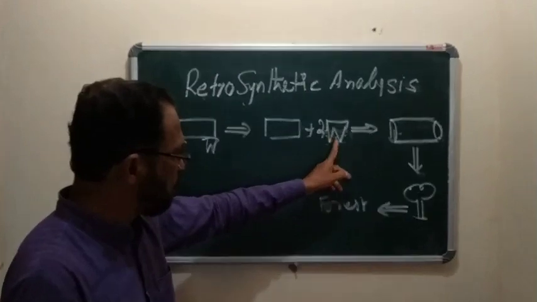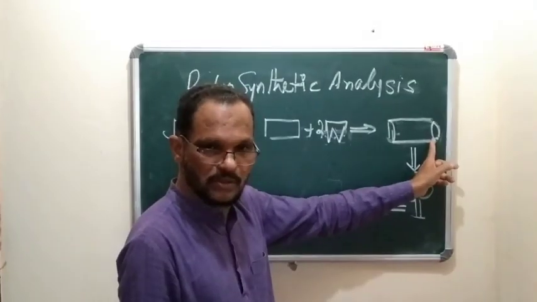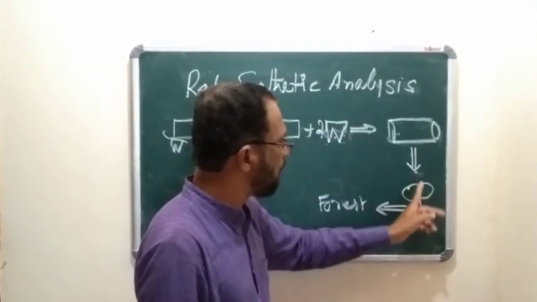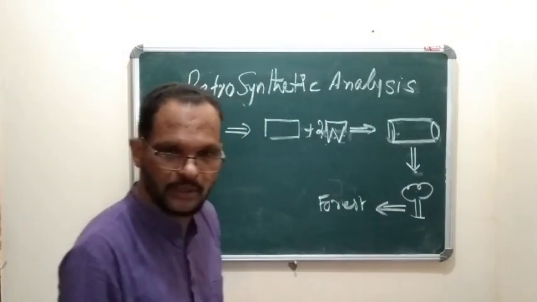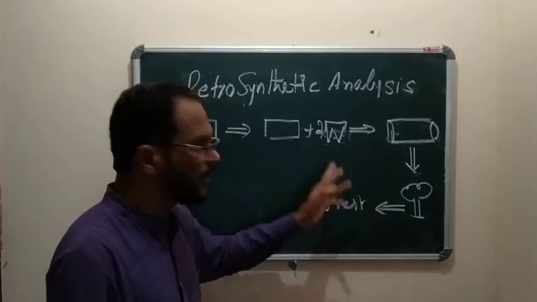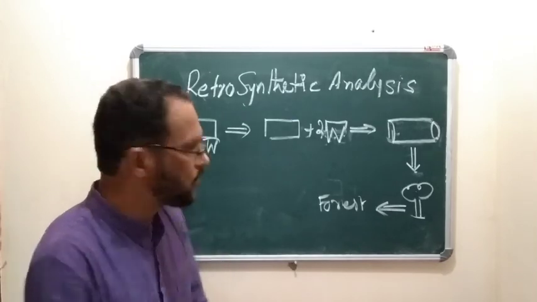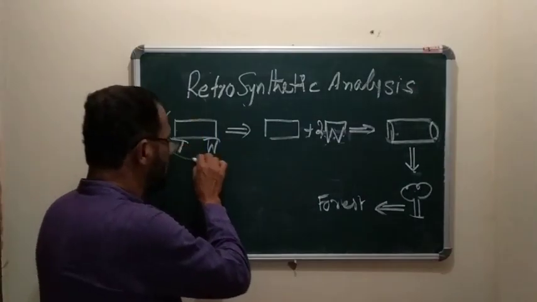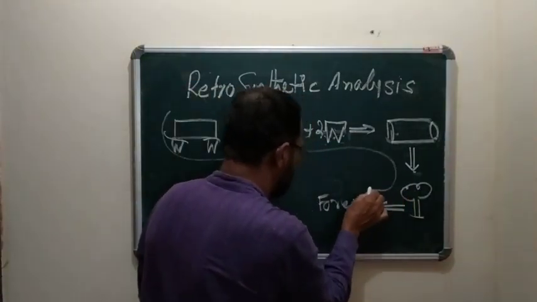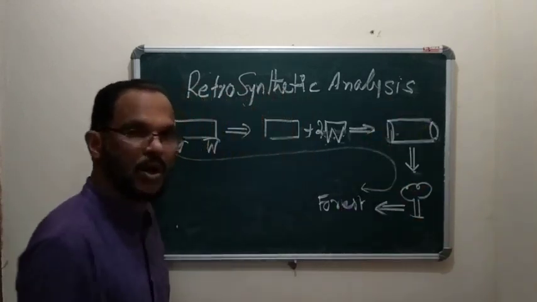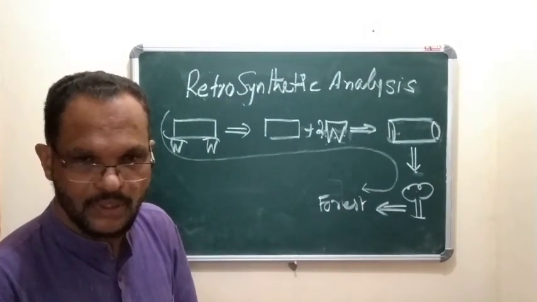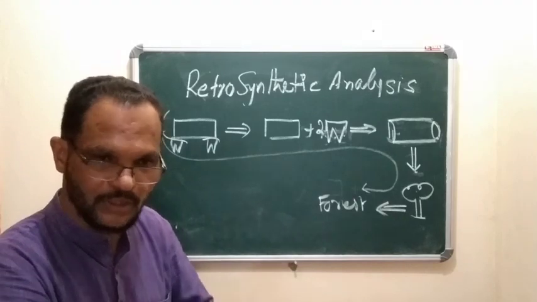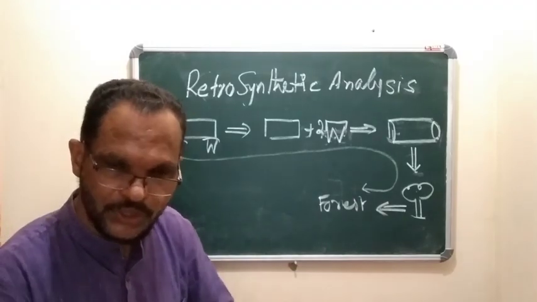The components may be obtained from wooden logs. Wooden logs are part of a particular tree. The tree can be identified from the forest. So, the retrosynthetic analysis, the reverse thinking, is now over.